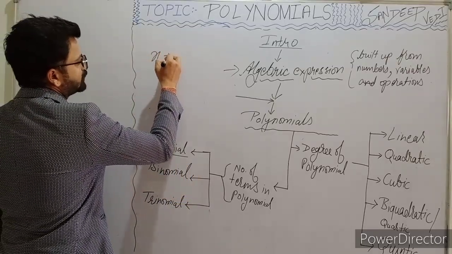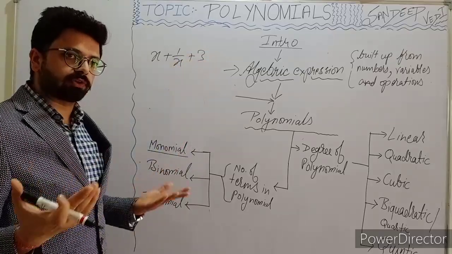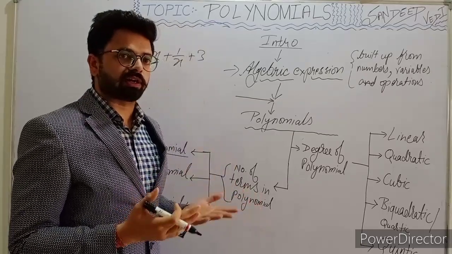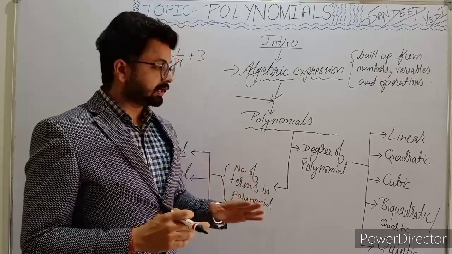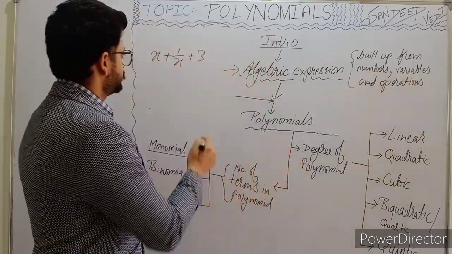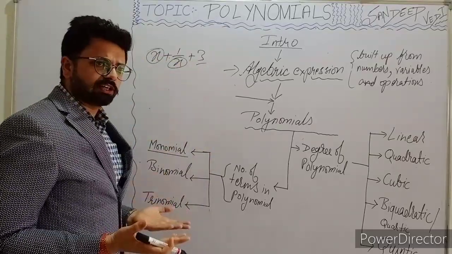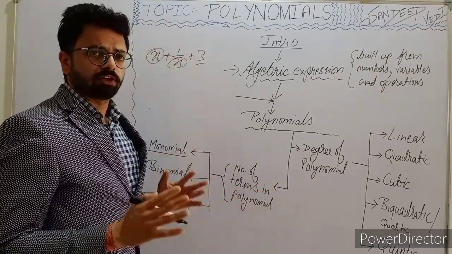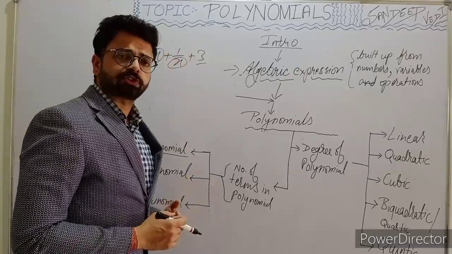Like I am writing 1 plus 1 upon x plus 3. Anything you write, whatever comes to your mind, write that. Don't think about whether it will be correct or not. Definitely that will be an algebraic expression, as it is related to numbers, variables and operations. Here you see this is the number, variable, and these are the operations. It can be addition, subtraction, multiplication, division, no matter. Here division is also there. So you think 1 plus 1 upon x plus 3 is an algebraic expression.